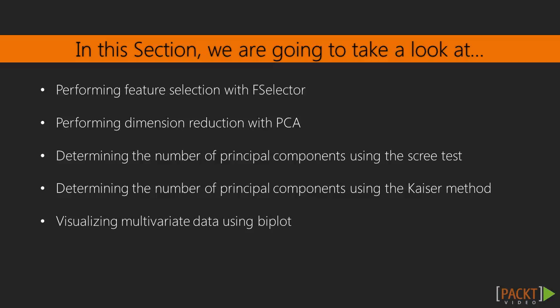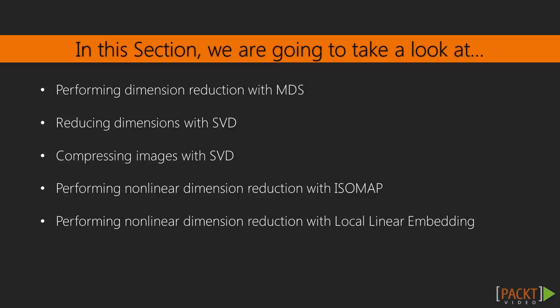and non-linear methods. For linear methods, we will introduce how to perform PCA, determine the number of principal components, and its visualization. We then move on to MDS and SVD. Furthermore, we will introduce the application of SVD to compress images. For non-linear methods, we will introduce how to perform dimension reduction with isomap and LLE.